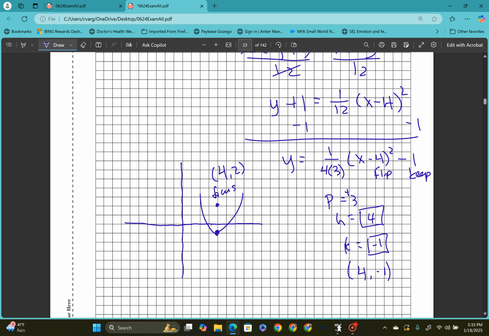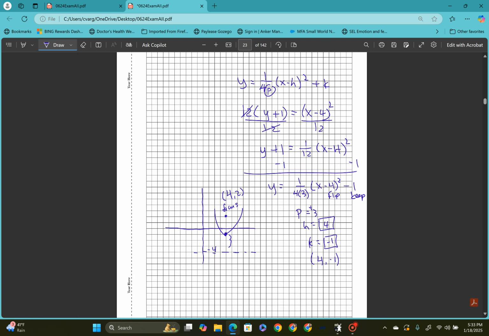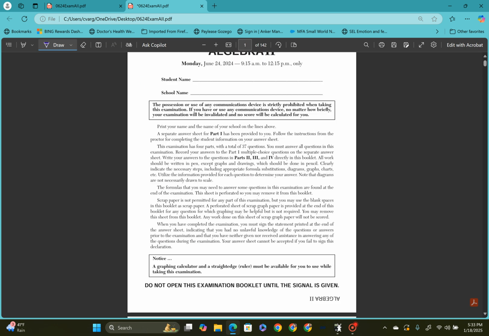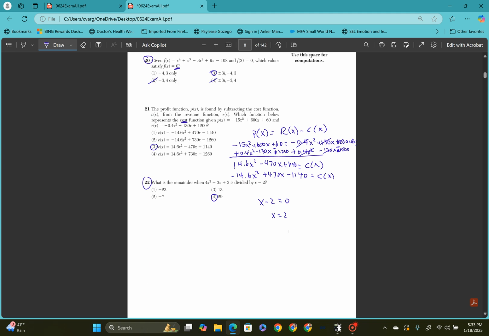All right. And then my directrix is going to be 3 units below, right? So 1, 2, 3, this is going to be where my directrix is. So my directrix looks like it's going to be at negative 4, okay? So my focus is 4 comma 2, my directrix is y equals negative 4. Let me go back to my question. We're almost done with the multiple choice.